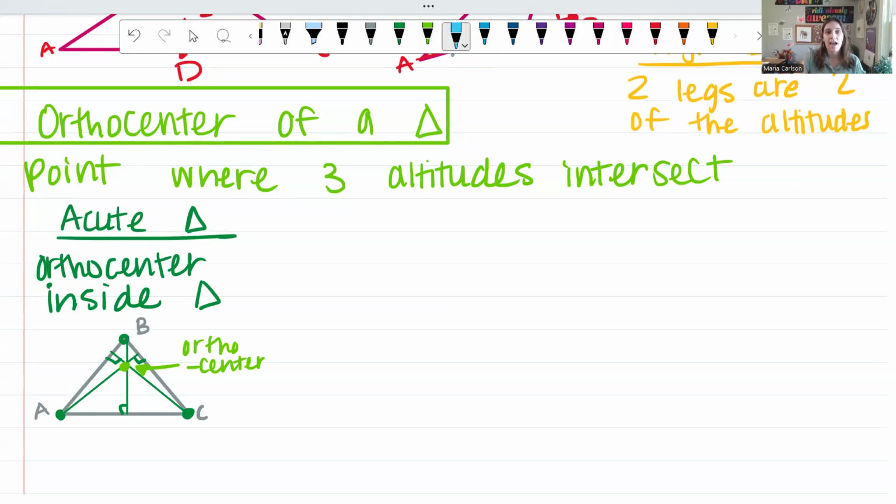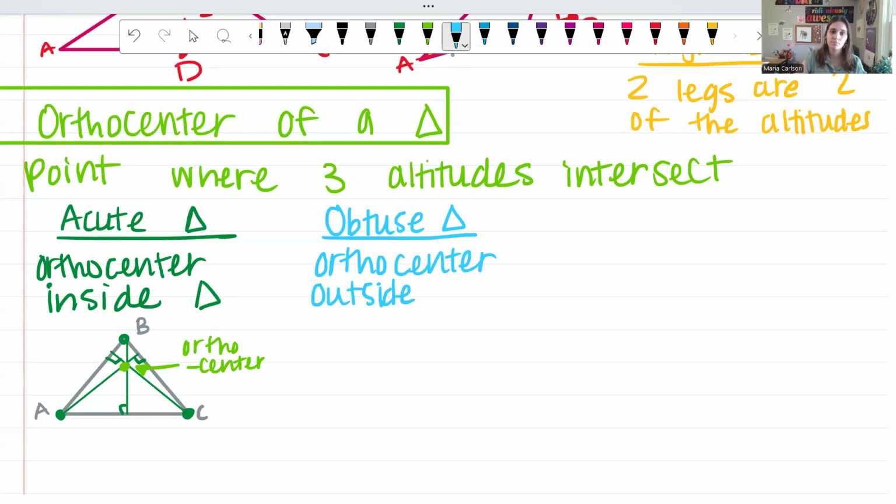All right, let's now look at an obtuse triangle. So in an obtuse triangle, your orthocenter is going to be outside of the triangle. Let's draw an obtuse triangle. All right, and give it a name, A, B, C. I'm going to start with the altitude from C to AB, because that one's the easiest for me. It will be inside the triangle like so. Kind of.